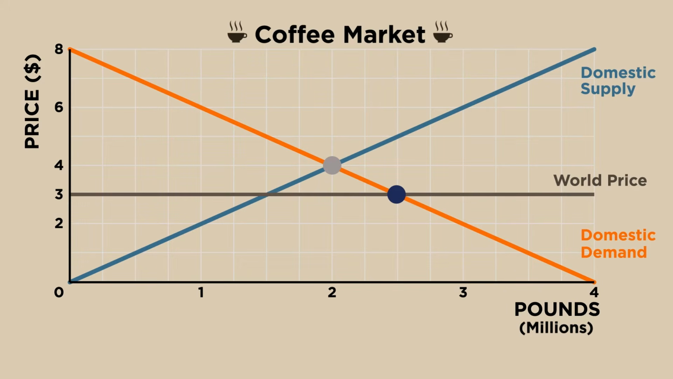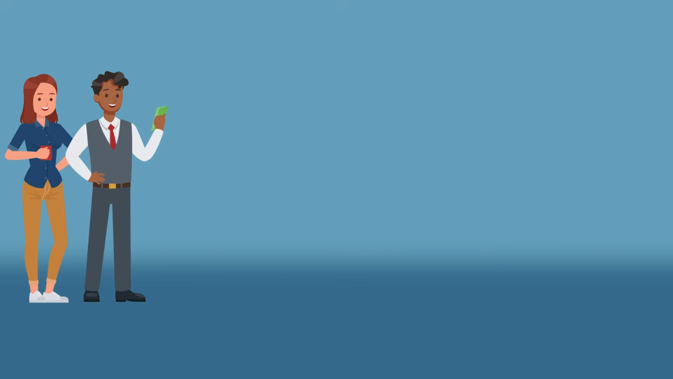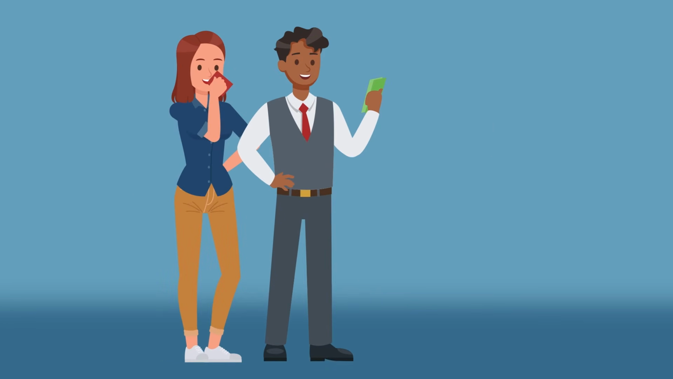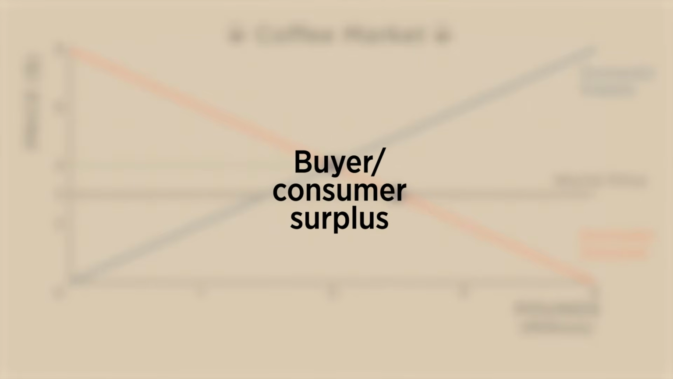Coffee buyers in country A will now move from buying 2 to 2.5 million pounds of coffee at the new lower price. When the world price is below the domestic price, domestic consumers gain from trade. So if you're a coffee buyer in country A, that's great news for you. For those who are already willing to buy coffee at that higher price, they're now getting it at a lower price. So this increases their buyer or consumer surplus.